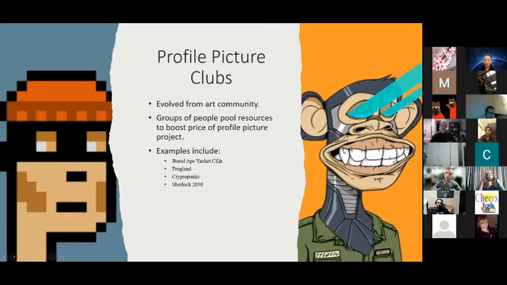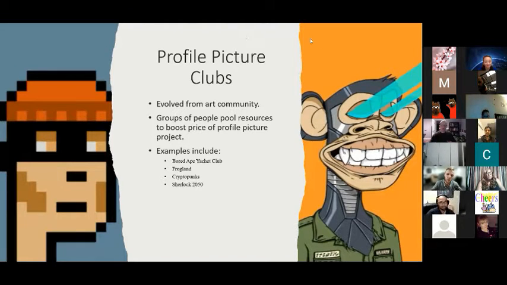Okay, so out of the fine art community emerged these profile picture clubs, and we can see them on either side here. I didn't think about this little bar with people's faces when I made the PowerPoint here. I'm sorry about that for people in the recording, but we're looking at actually two of the major projects out there, CryptoPunks and Bored Apes.